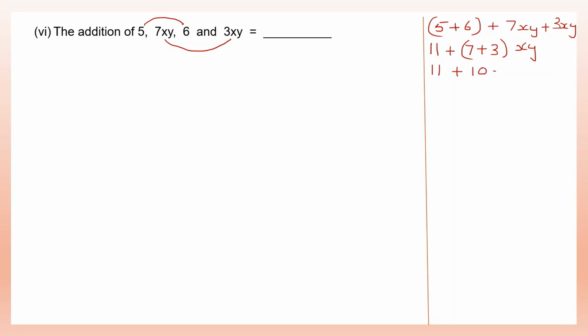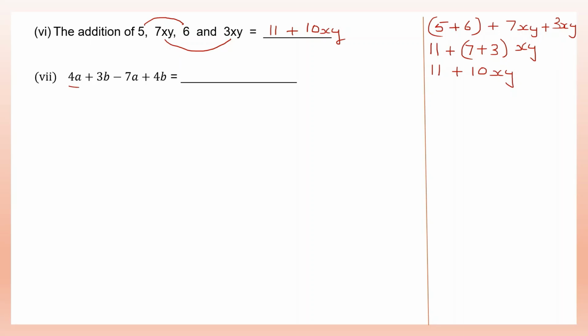Question 6. The addition of 5, 7xy, 6 and 3xy. So let me group the like terms together. 5 and 6 are like terms. 7xy and 3xy are like terms. So 5 plus 6, it's all addition, plus 7xy plus 3xy. So 5 plus 6 I get 11 plus, let me add up this, 7 plus 3, xy. So it becomes 11 plus 10xy. So my answer is 11 plus 10xy.